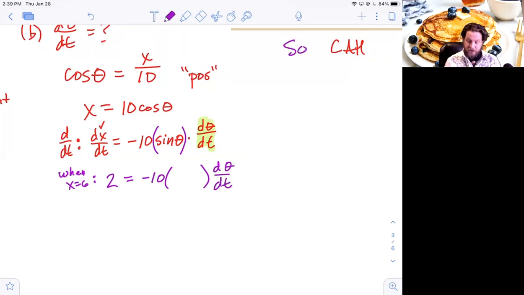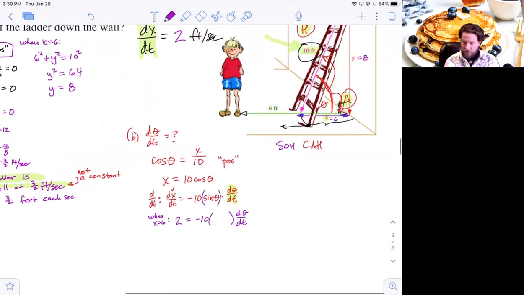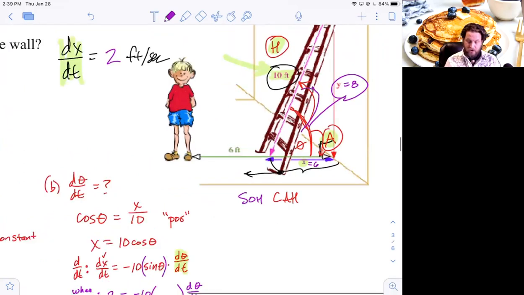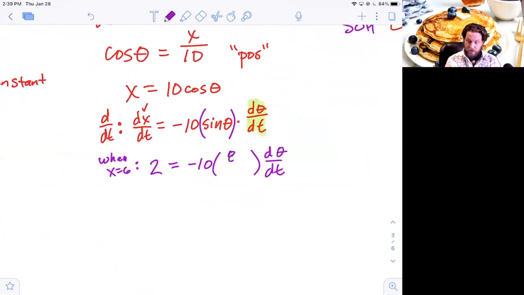So remember, sine is SOH. We're not on the coordinate plane, that's why I'm using SOHCAHTOA. So that's going to be the opposite over the hypotenuse. So 8 over 10. 8 over 10. Now all we have to do is solve for d theta/dt, and your 10s divide out. So if you divide through by negative 8, you get d theta/dt equals 2 divided by negative 8, which is negative 1/4.